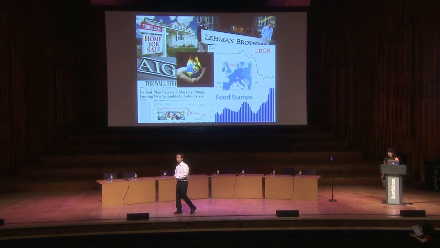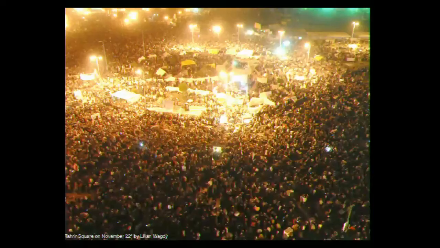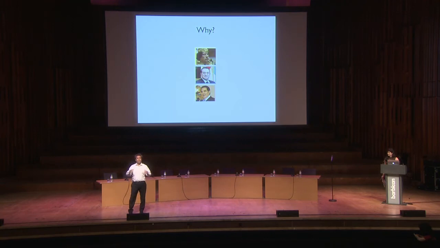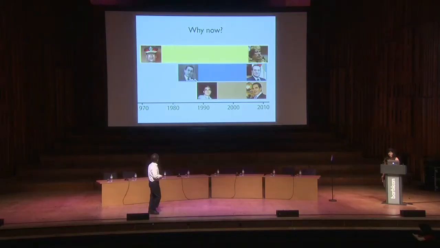And what I want to do is pick a particular thread of what's going on next, and start here in Tahrir Square a few years ago, with the events there and across the Arab Spring, and talk about it. So let's ask, why did it happen? And the common answer that people give is that there were bad dictators. But these dictators were around for decades. So why now? And a better answer is shown in this figure.